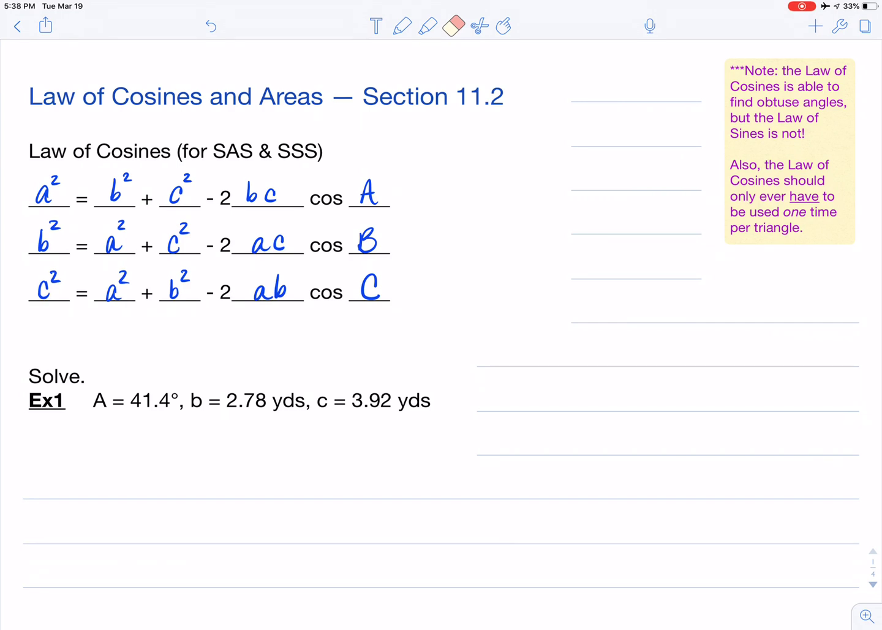One comment here, notice that over on the side on the yellow sticky, it does say that the law of cosines will be able to find obtuse angles. This is just a reminder, though, that the law of sines cannot find an obtuse angle. And then the second note over here is that you should only ever have to use the law of cosines one time per triangle. Once you've used it once, you should have enough information to be able to go back and use the law of sines, which is actually the easier of the two laws.